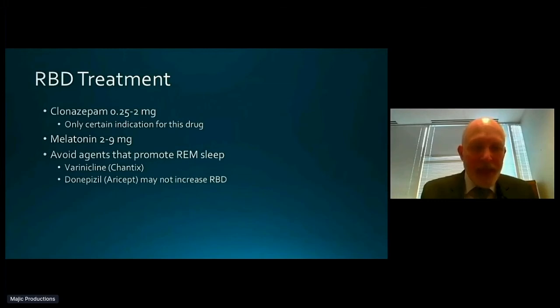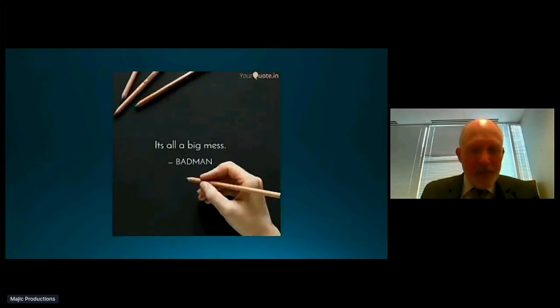Avoid agents that promote REM sleep, like Chantix. Anything that makes acetylcholine more available to the brain has the chance of promoting REM sleep and ergo dream behaviors. But even Aricept, which is commonly used in dementias, doesn't reliably increase REM behavior disorder. So I'm not going to say anything more about that, but just that there are drugs to use if you have this. All right, now that's all I have.